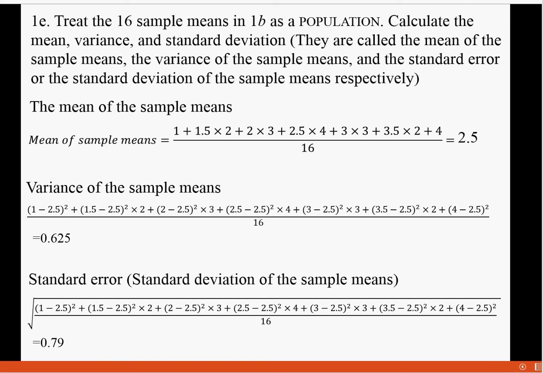Since the variance now is smaller than 1, the square root of it is larger than itself. So the standard error now is 0.79. Again, you can verify this result at home, and you need to have some patience when you do the calculation.